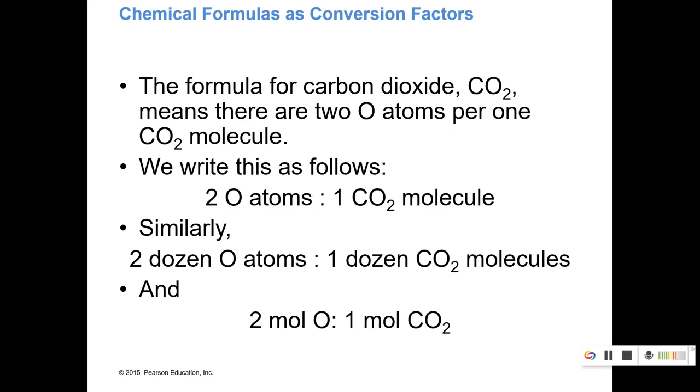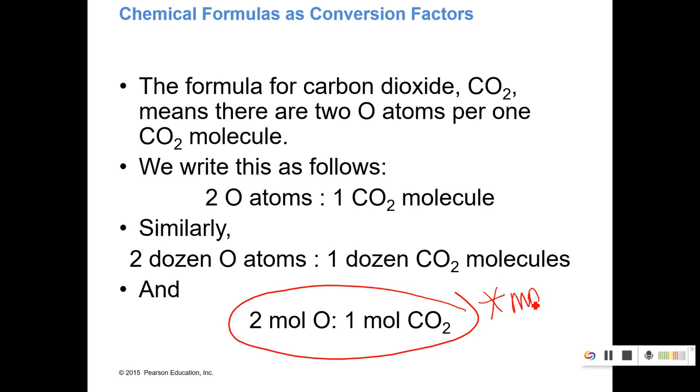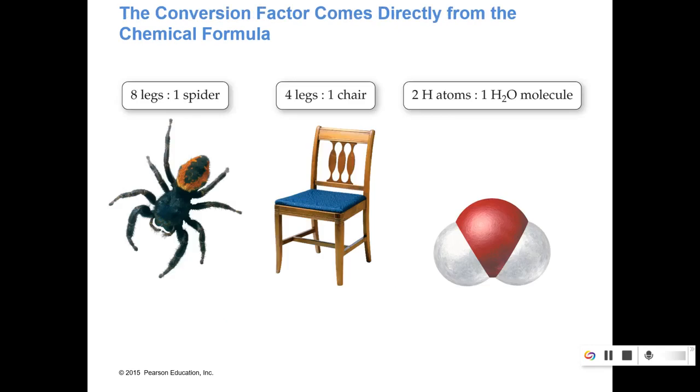We can do the same thing with atoms in a molecule. So I have 2 atoms of oxygen in 1 carbon dioxide. That also means I have 2 moles of oxygen in 1 mole of carbon dioxide. So this is going to be very important. This is a mole ratio. We're going to use this a lot in chapter 8. Not necessarily just elements in a compound, but compounds and compounds, or elements and elements. But very important, we're going to continually use this.